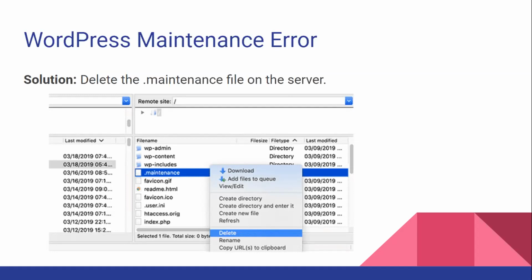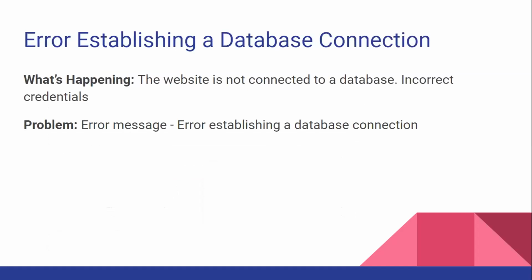The fourth common problem is error establishing a database connection. When you receive that message, there could be numerous things happening, but most of the time, they have incorrect credentials. So let's say you're trying to do a fresh installation, and somewhere along the way, something went wrong. You will get this message.